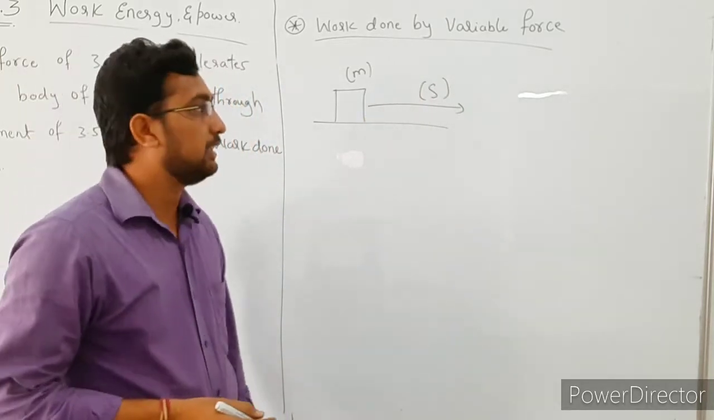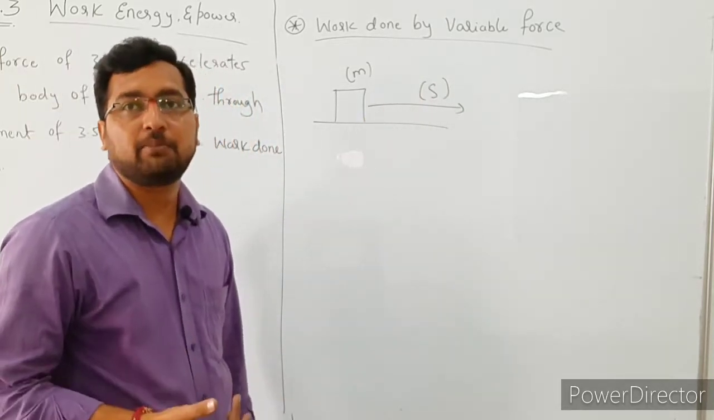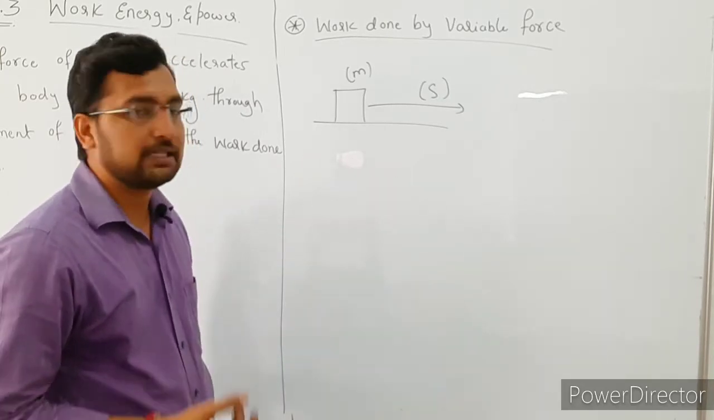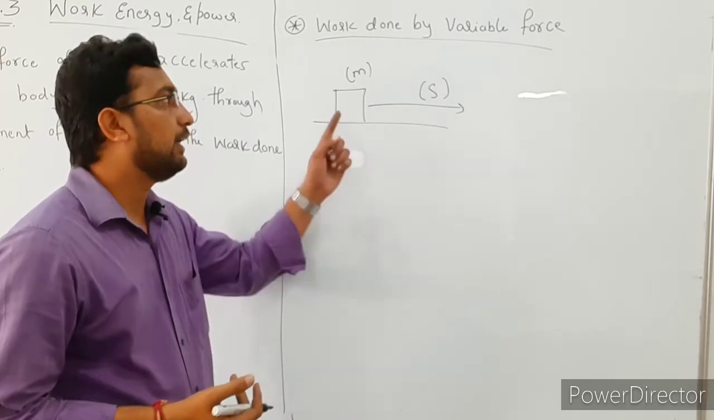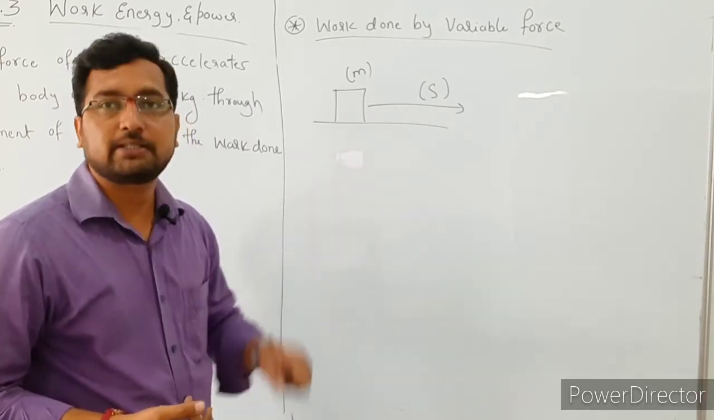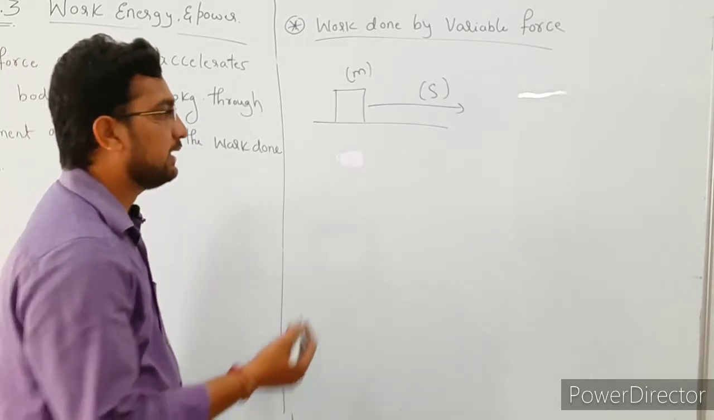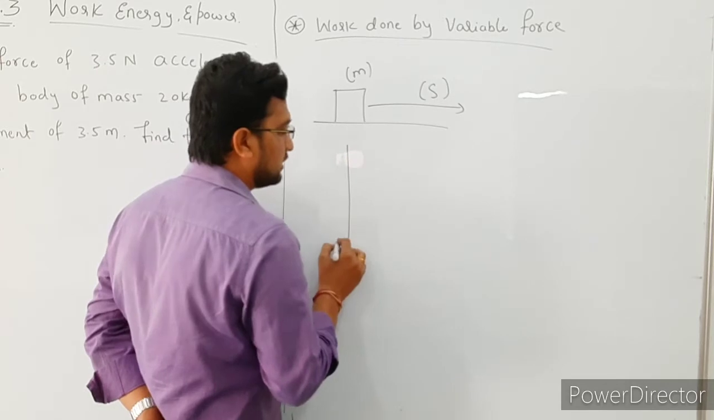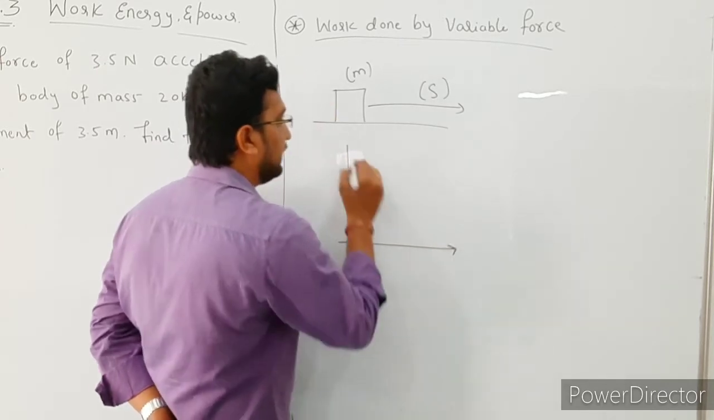Okay, see here. In this case, we are going to consider a block of mass m placed on a horizontal surface. A variable force acts on this body, and the body displaces through a certain distance, that is s. In this case, we are going to draw a graph of force versus displacement.